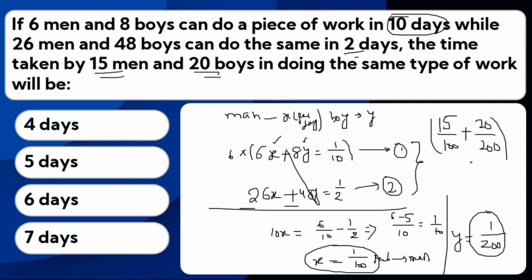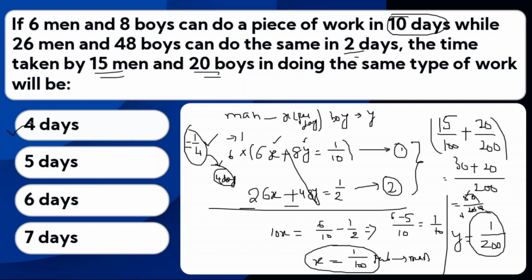What is the time taken to complete the work he is asking? Just take the LCM of both. You will get 200. Here 15 times 2 is 30, plus 20. So the total is 50 by 200. 50 by 200 means the zeros get cancelled, 5 by 20, which is 1 by 4. So 15 men and 20 boys can complete 1/4 of the work per day. In how many days they can complete the unit work, which is nothing but the reciprocal of this number, right? So simply 4 days is required to complete the work according to the given conditions. So the answer is 4 days.